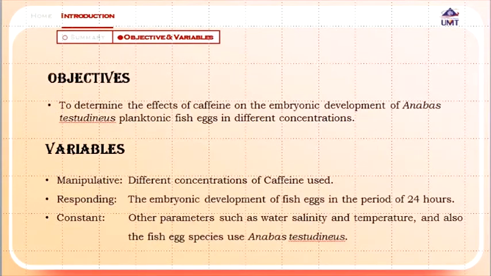Our objective in doing this experiment is to determine the effects caffeine have on embryonic development of Anabas testudinus planktonic fish eggs under different concentrations. So what we manipulate in this experiment is of course the different concentration of caffeine used, and what we want to observe, the responding variables, is the development of the embryonic fish eggs under the period of 24 hours. What do we keep the same? That is the parameters, other parameters like water salinity or temperature and the type of fish egg that we use.